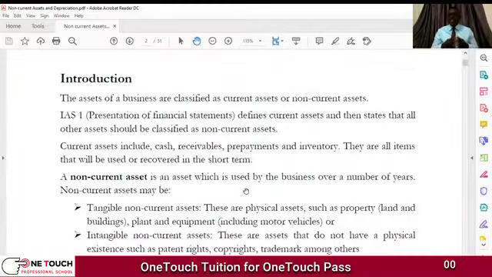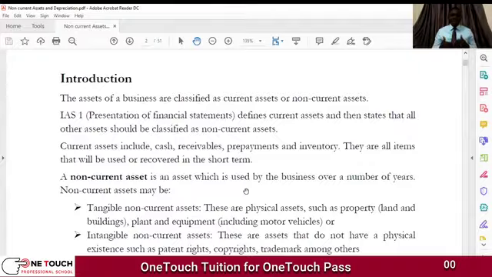So IAS 1 Presentation of Financial Statements has given us a definition of what a current asset is. And therefore, if a particular business asset does not fall within the definition of a current asset, then it is expected that that asset be classed as a non-current asset. Good. When we talk about current assets, what do we mean? Current assets include cash, receivables, prepayments, and inventory. They are all items that will be used or recovered in the short term.